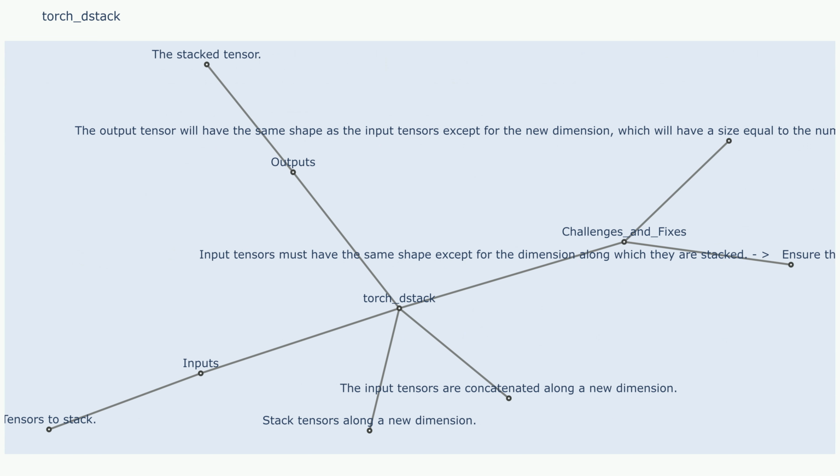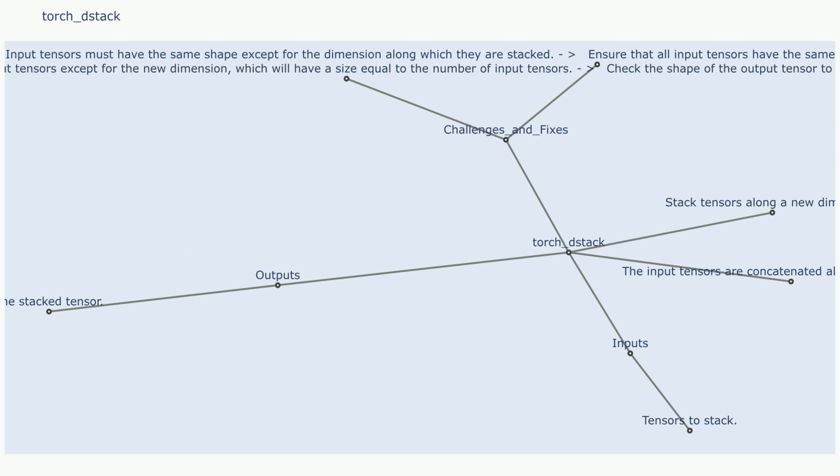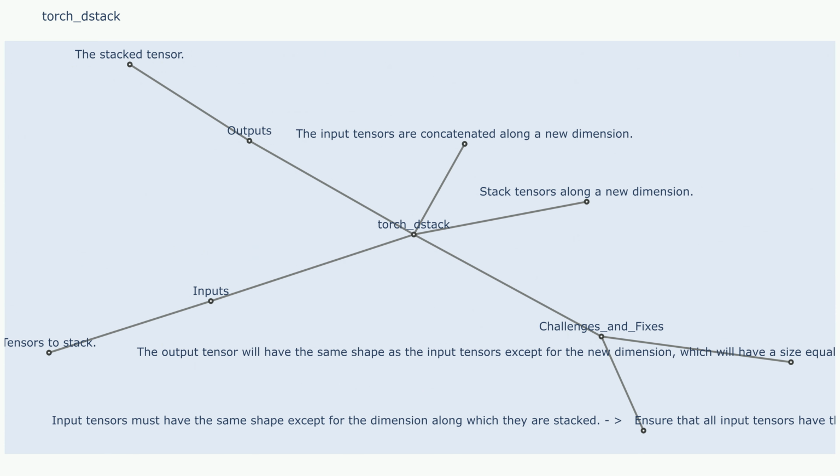Additional tensors can be provided. Outputs. Output 1: output tensor, the stacked tensor. The output tensor will have one more dimension than the input tensors. The size of the new dimension will be equal to the number of input tensors. Output 2: none.